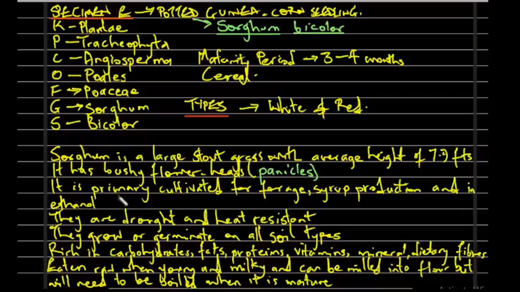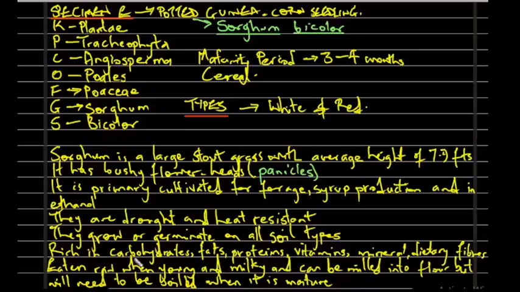Now it is primarily cultivated for forage. Yes, we cultivate them particularly for forage as animal feed. It is used in the production of some syrups as well as in the production of ethanol. Now they are drought and heat resistant. This particular crop can survive in environments that are very dry. They grow on all soil types. There is basically no soil type where these crops cannot be grown.